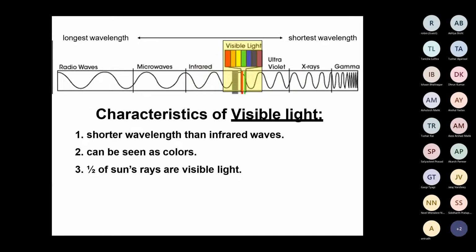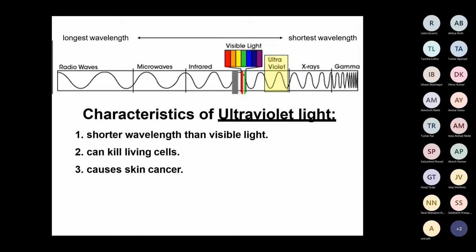Characteristics of visible light: shorter wavelength than infrared waves, can be seen as color. So that's the important part, and that's the use of it, as an artist we need to understand the digital tones and the color tones. We can understand colors when light falls on an object and bounces back to the eyes, right? So this is the visible light for human beings. Half of the sun's rays are visible light.